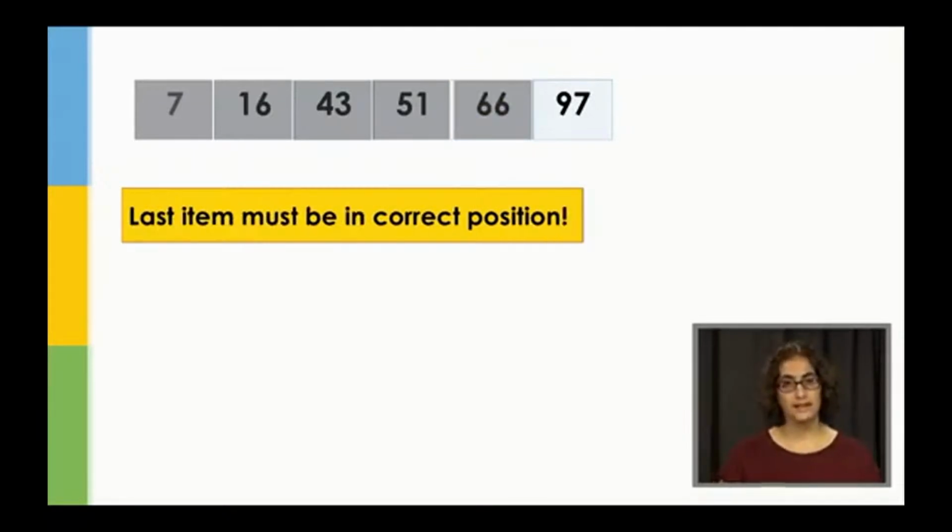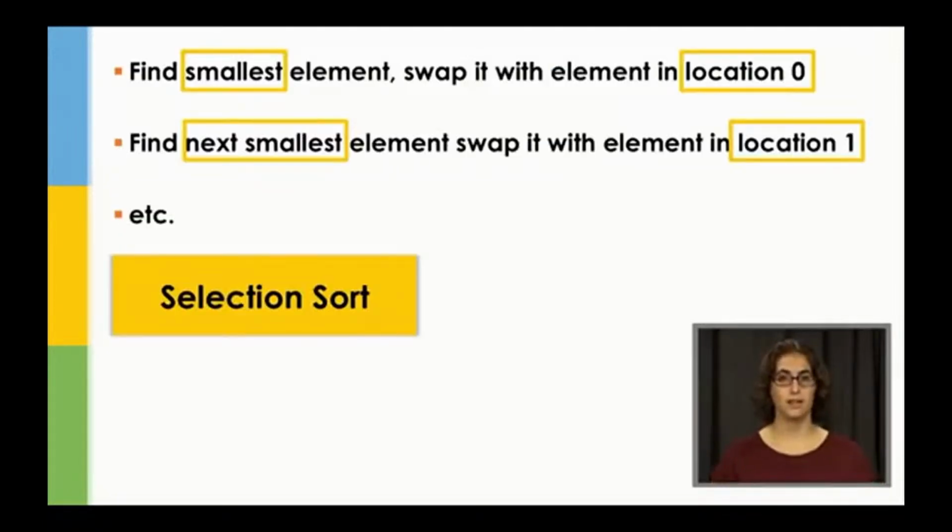Because for the last item, the only reason it's in the last position is because it wasn't the first smallest, it wasn't the second smallest, it wasn't the third smallest. It's already in its correct position. We can't compare it to anything else. And so when we've got to our last position in the array, we're actually done. We don't need to do anything.